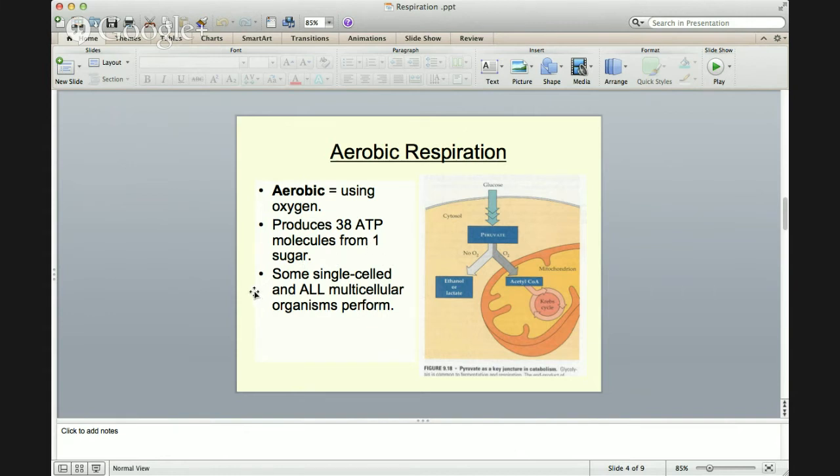Some single-celled organisms do this, but all multicellular organisms do this. Now, when I say some single-celled organisms, we'll talk about ones that don't do this later on. But all multicellular organisms, so anything on this planet that is larger than 1 cell, does aerobic respiration. Okay? So keep that in mind as we move forward with this unit.